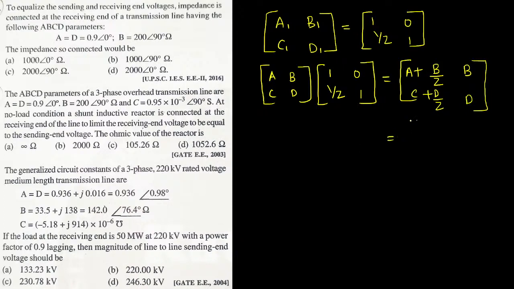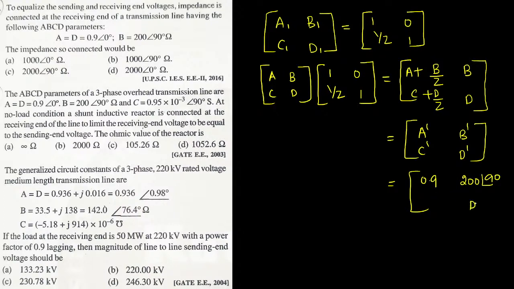Sorry, in your question. Now I am calling it completely as A dash, B dash, C dash, D dash. I am just calling it like this. These parameters are already given in the network. The value of A is 0.9 and the value of B is 200 at an angle of 90 degree. Since A and D are the same, let me keep D also the same, 0.9 at an angle of 0 degree. Value of C is not given. Okay, that may not be required.